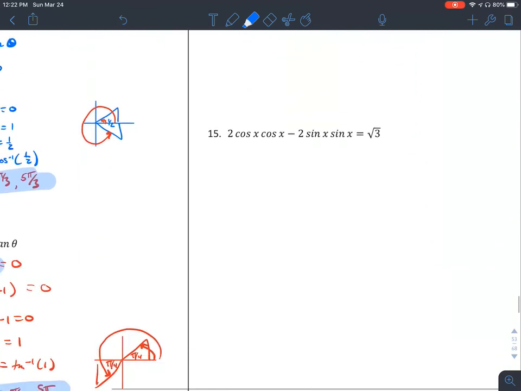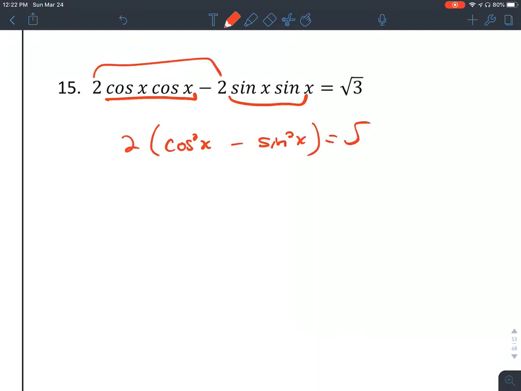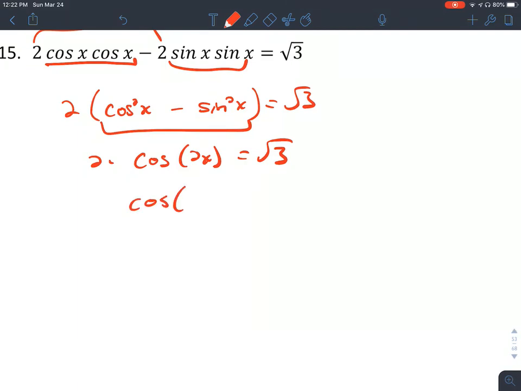All right, one last problem, 15. 2 cosine of x times cosine of x minus 2 sine of x sine of x. Well, this is a not very cleverly disguised problem. Cosine times cosine is cosine squared. Sine times sine is sine squared. Both of these terms have a 2 in it, so I can factor 2 out to the front. If we were to decide to recognize what this is, cosine of 2x. If I divide both sides by 2, I get cosine of 2x is square root of 3 over 2.